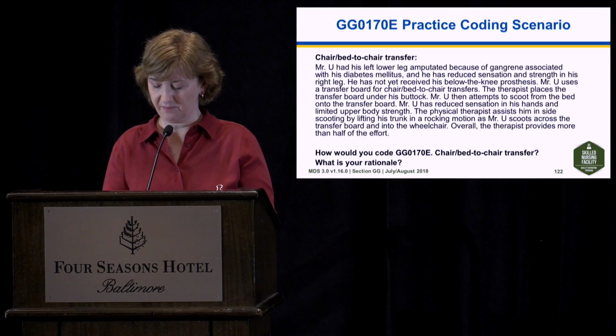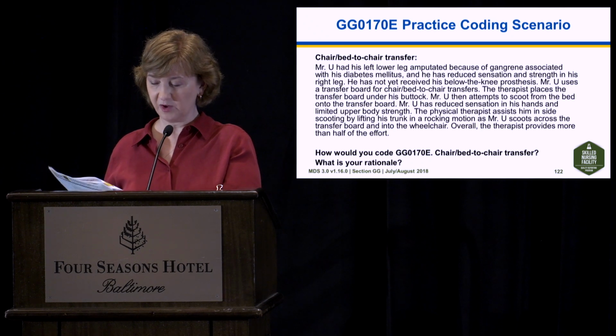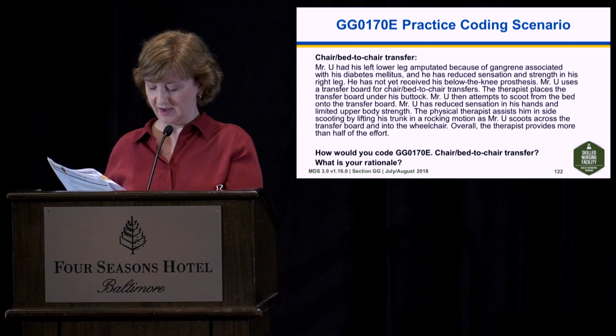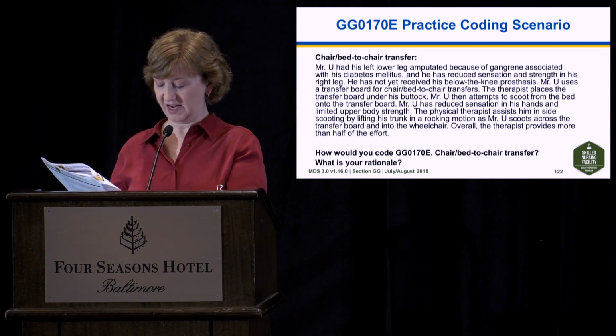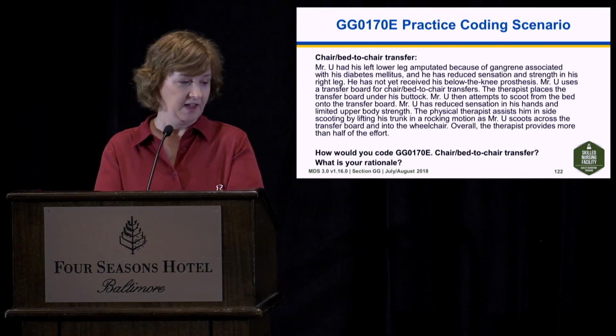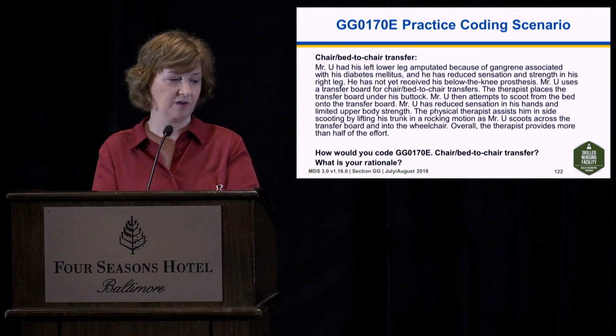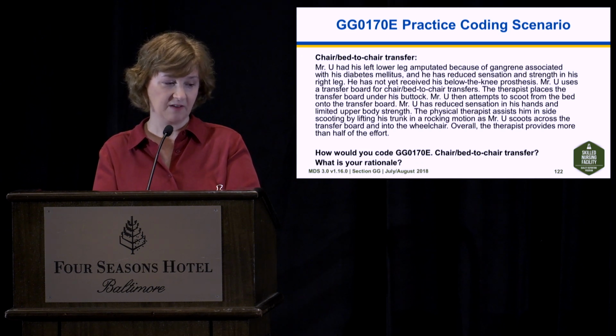Okay, so our example is a little bit longer. So again, if you'd like to look at the example and keep it in front of you, you can look at your handout. And this example is actually on page 3 of your handouts. So Mr. U has had his left lower leg amputated because of gangrene associated with his diabetes, and he has reduced sensation and strength in his right leg. He has not yet received his below-the-knee prosthesis, so Mr. U uses a transfer board for bed chair transfers.